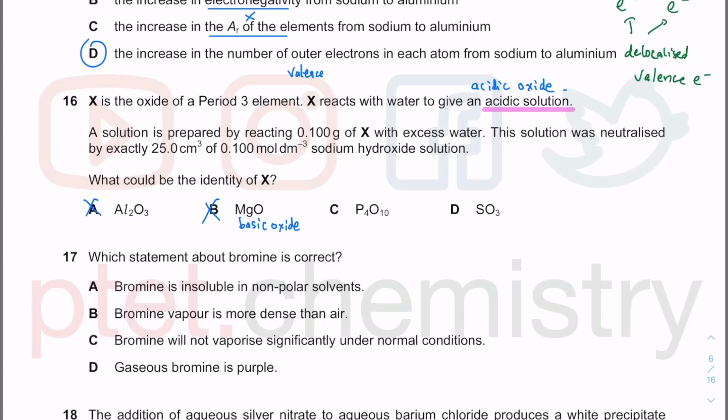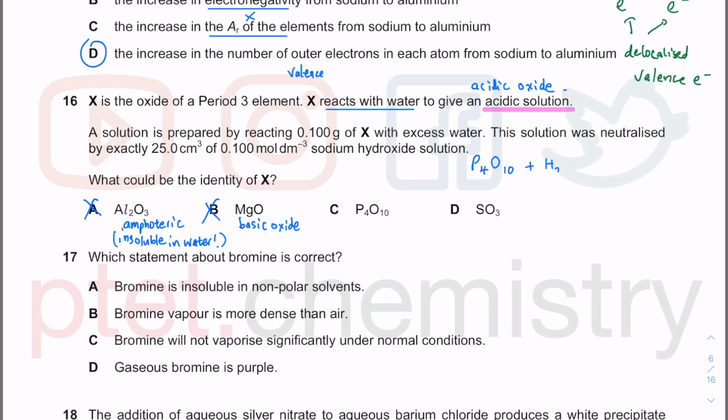We can cross out Al2O3, even though it is amphoteric, because it does not react with water, as it is insoluble. Al2O3 together with SiO2 is insoluble in water. In doing so, I'm left between C and D. So I need to think about these options. I have X, and this oxide reacts with water. So what do I get?